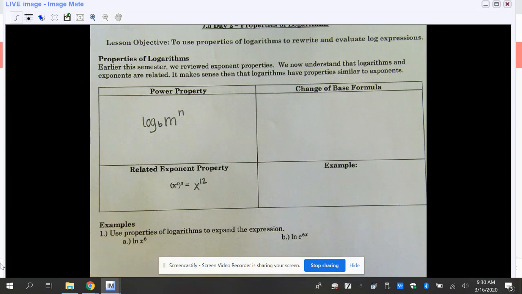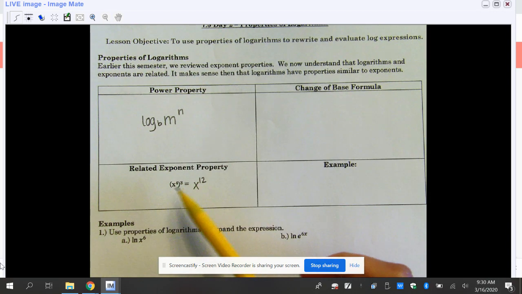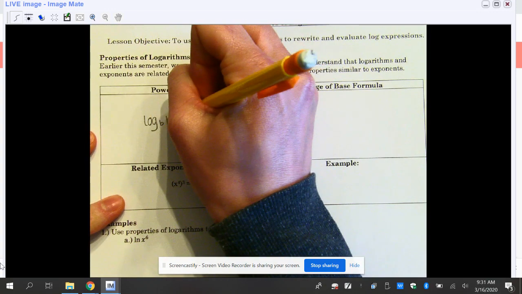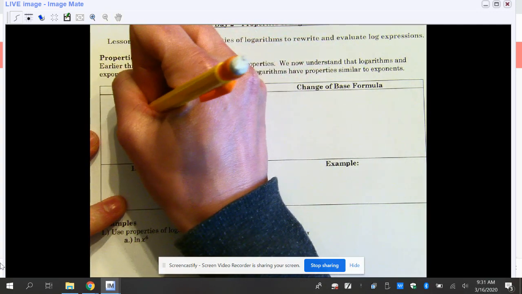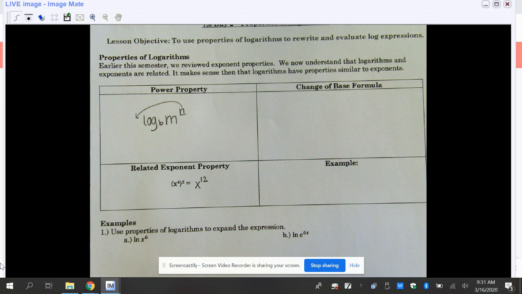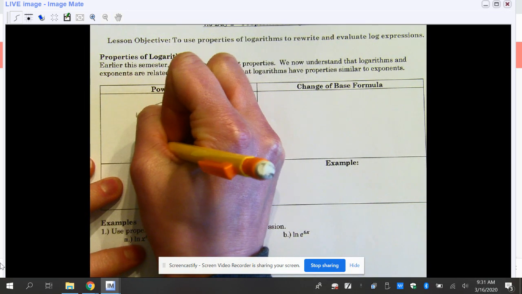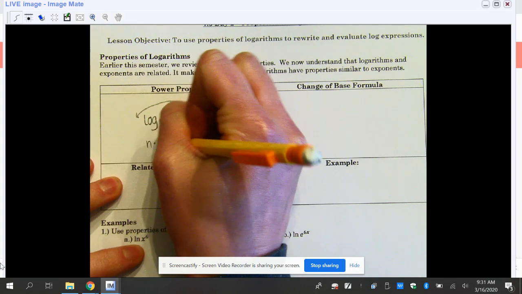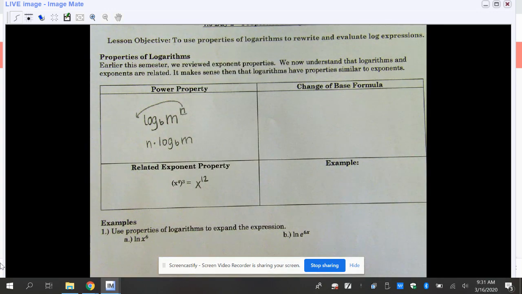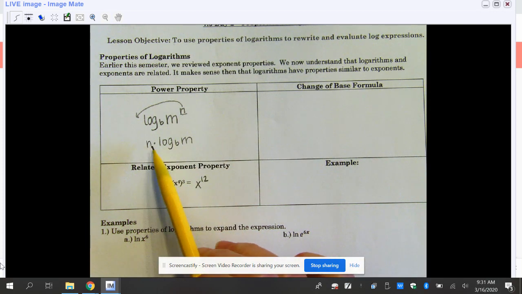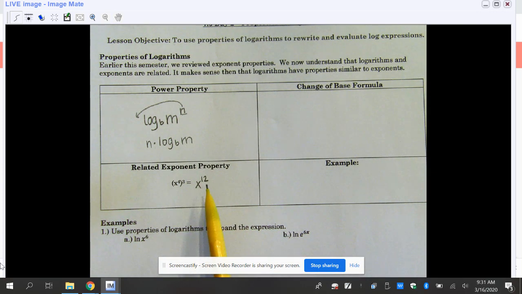What I like to think of, instead of even the related exponent property, just because it's a little bit harder to see, is whenever you've got your exponent, you bring it out in front of your log and then you multiply it by that log. So that would look like n times log base b of m. And so that is the multiplying part. And it's just a little bit harder to see.